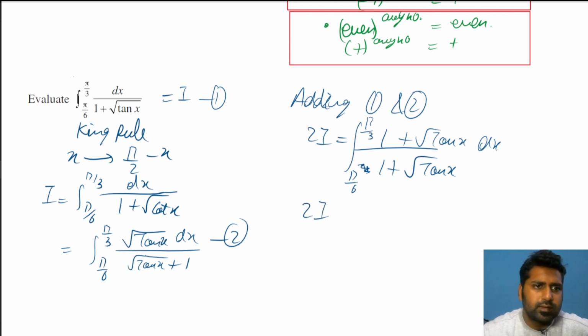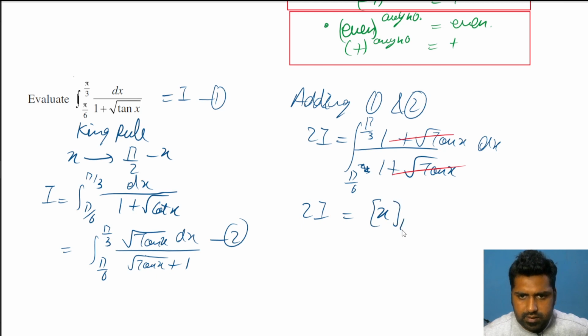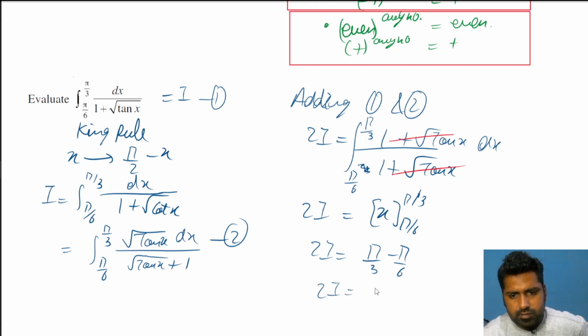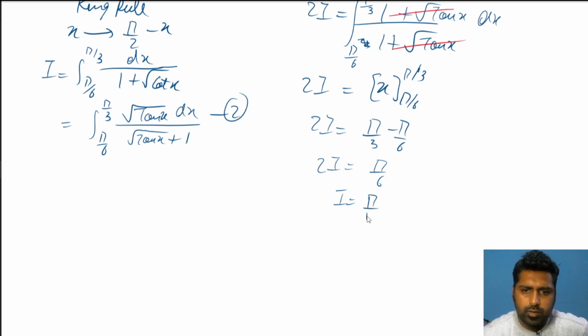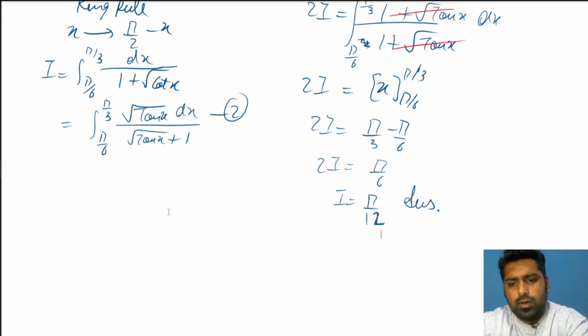So 2I, these two cancel, integration of 1, what is integration of 1? x, from pi by 6 to pi by 3, so 2I is pi by 3 minus pi by 6, 2I is pi by 6, I is pi by 12. So I hope you get some idea of how useful this king rule is.